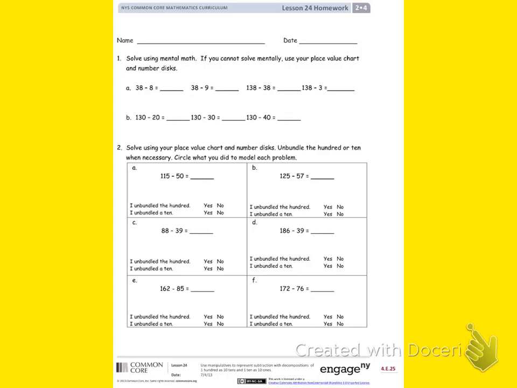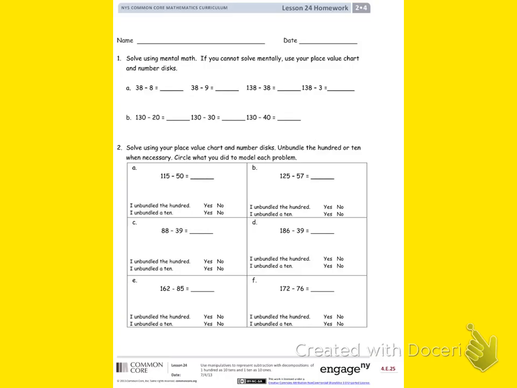Item A. Since the directions are to solve using mental math, I will go ahead and explain the way I'm thinking. And then I will show you what it would look like using place value chart and number discs. For A, it says 38 minus 8.